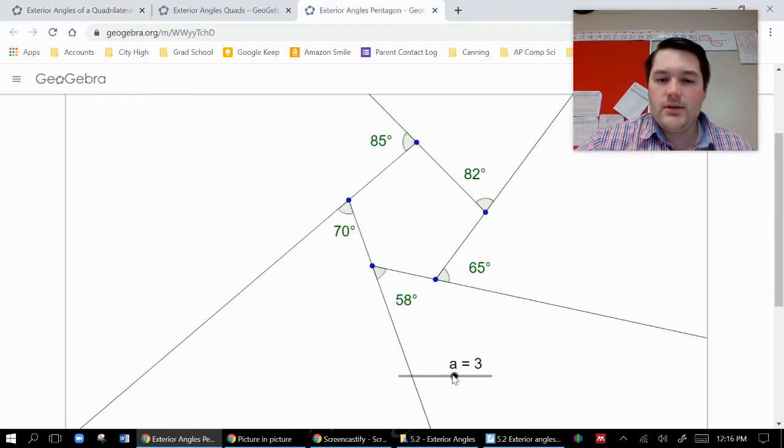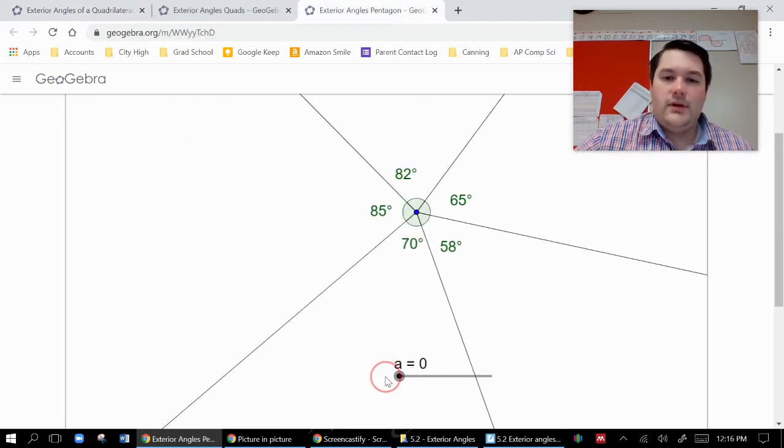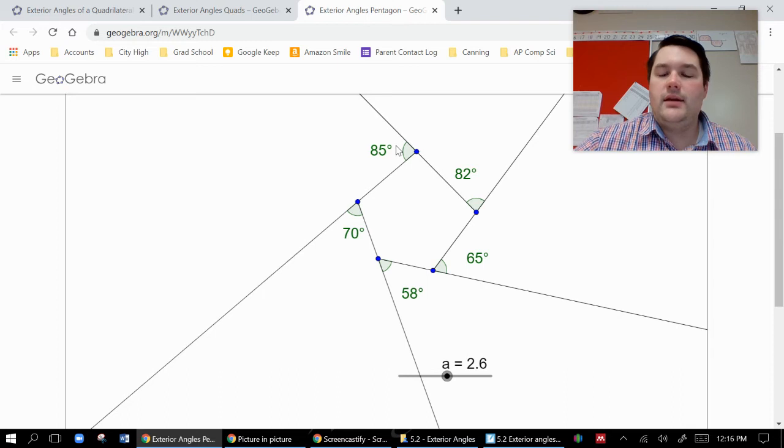And of course, the same thing is going to happen with our pentagon. If I shrink it down, those 5 angles are just the 5 angles that make the full revolution. And you can kind of see that here. I can't do it on the board, but you get the idea, hopefully.